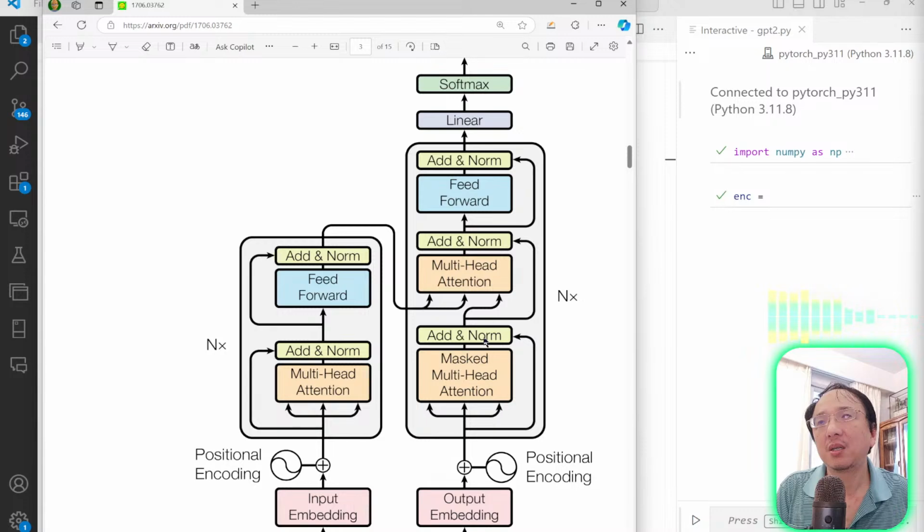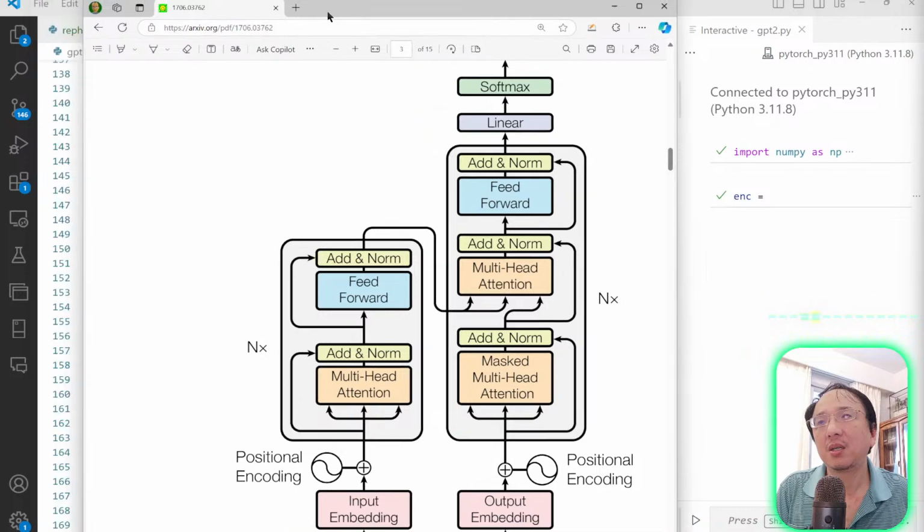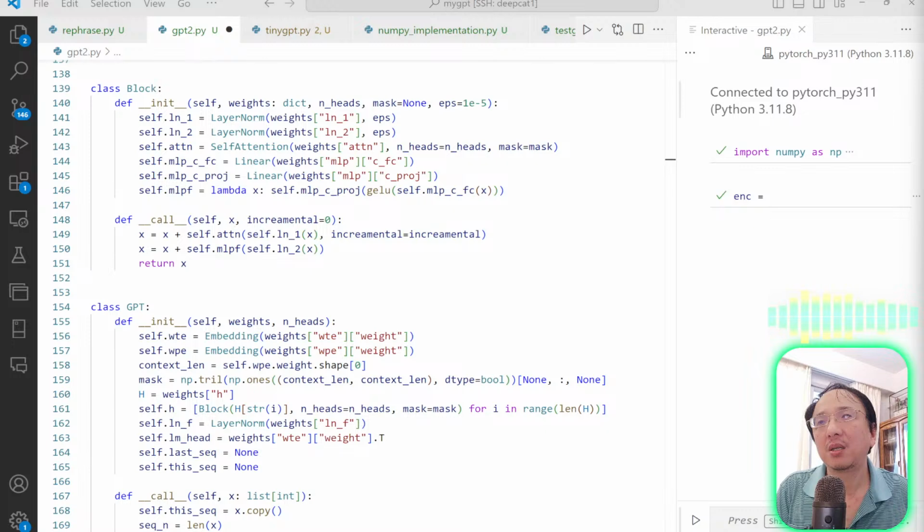We put it into right here. So we do a layer norm first and then put it into the attention block. And then we have another layer norm. So this is like an add norm. We put a norm right here.